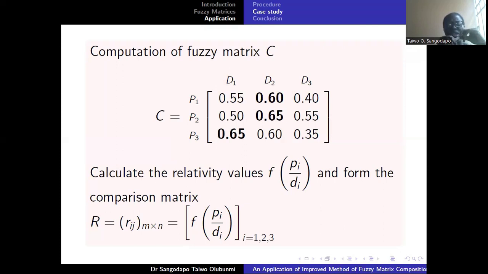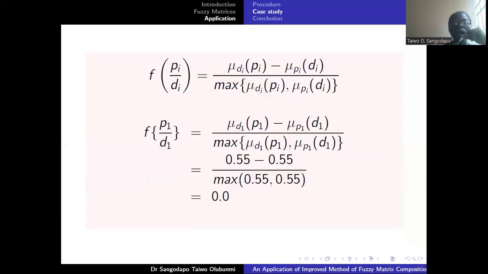We want to see, is it at the same point? Is it at the same point where we have the highest value for the entries of C? Is it the same? Is it at that particular place that we also have the highest value for the entries of the relativity, the comparison matrix? So we want to check that. If we are able to find the highest value at each entry, then we draw our conclusion.